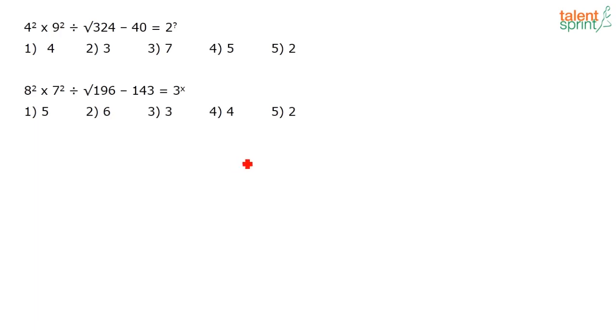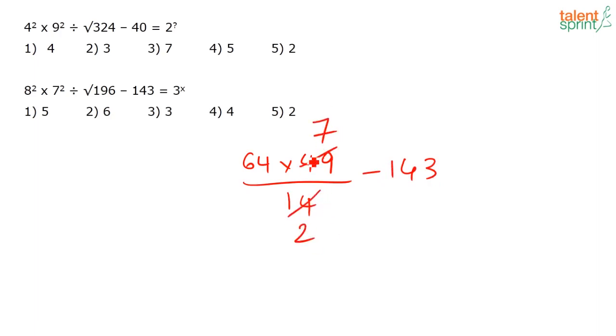So here 8 squared is what? 8 squared is 64 into 49. Root of 196 is 14, correct? 14 minus 143. So here 7 will go, correct? 7 sevens are 49, 7 twos are 14. So 64 by 2, that is going to be 32. So 32 into 7 minus 143, that is equal to 224 minus 143, correct?